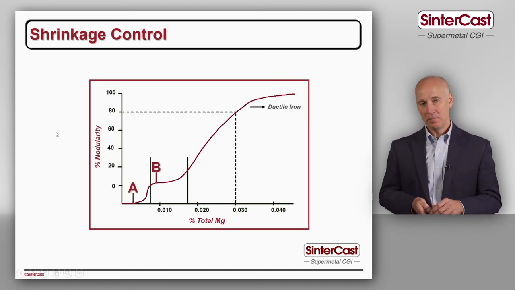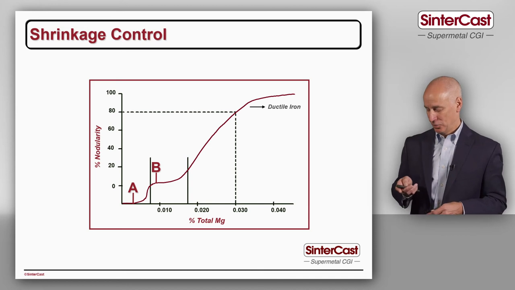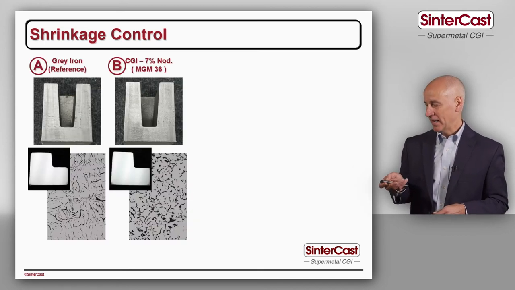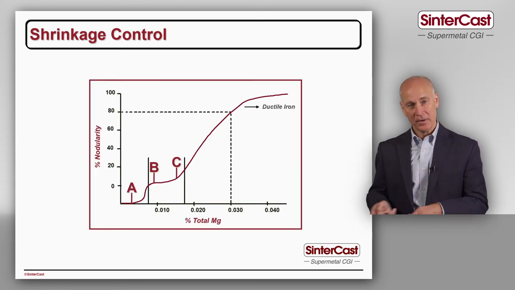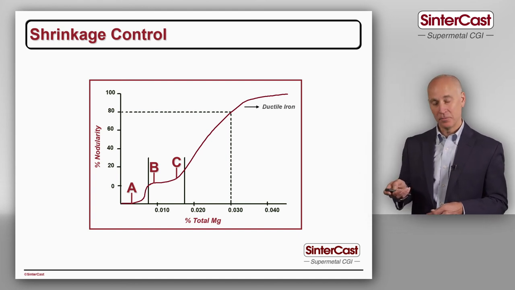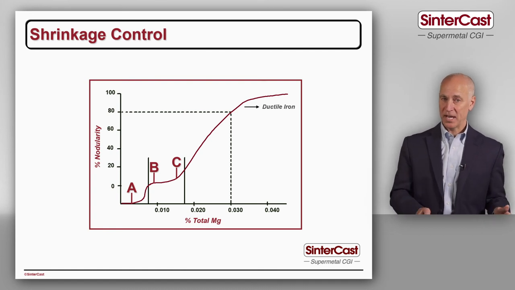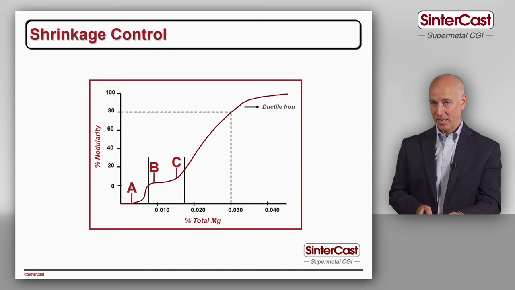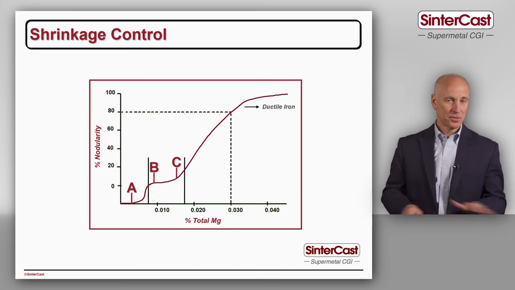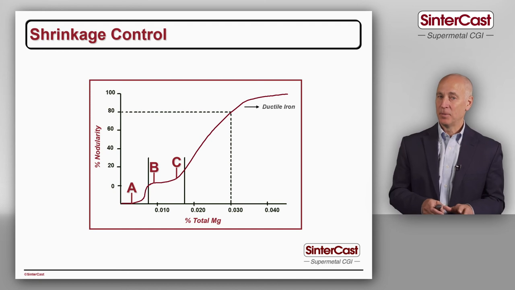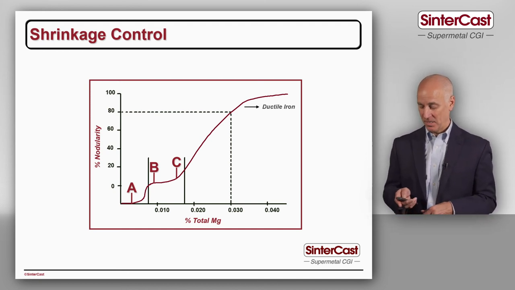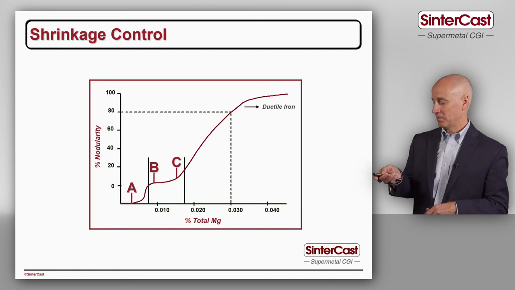If we then move to point B, which is the low end of the CGI range, and we make the same casting, again you see that we have a good flat bottom and a good CGI structure. It shows that it has 7% nodularity. When we return and we're now at the higher end of the CGI range at point C, and we make the same casting, this is from the same ladle. So again, we've made a one-ton ladle. We've produced the casting at point B. We add a little bit of magnesium and pour it again. So the history of the iron is exactly the same. It's probably only 1 or 2 minutes between making casting B and casting C. The only difference is the magnesium.